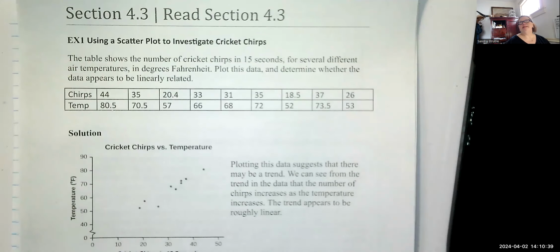Using a scatter plot to investigate cricket chirp, the table shows the number of cricket chirps in 15 seconds for several different air temperatures in degrees Fahrenheit. Plot this data and determine whether the data appears to be linearly related. So I discussed this in class. I have a major issue with this table.